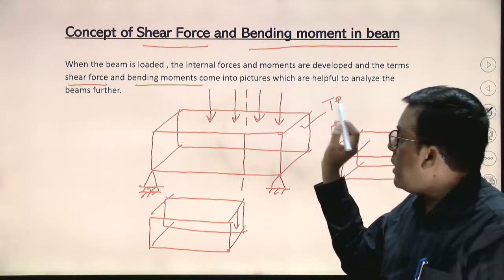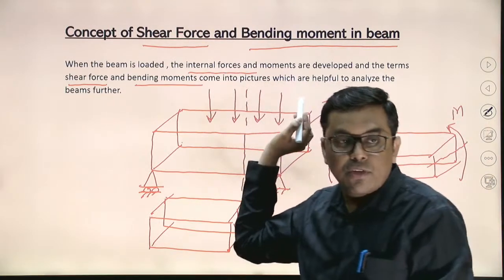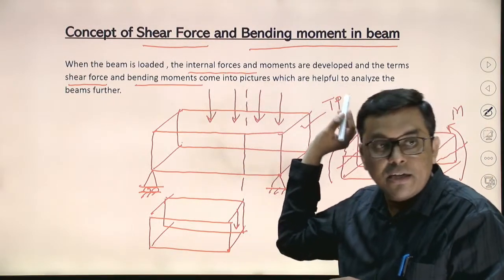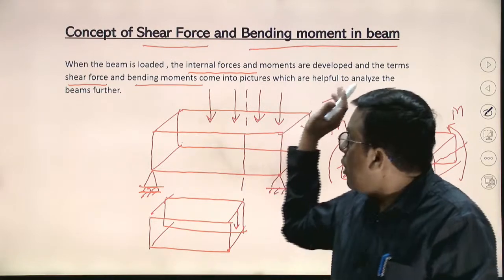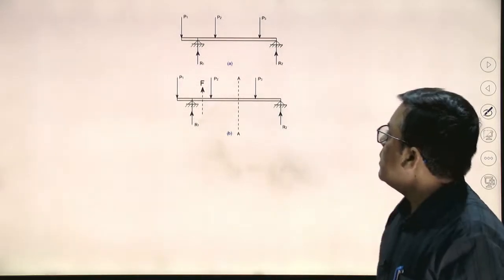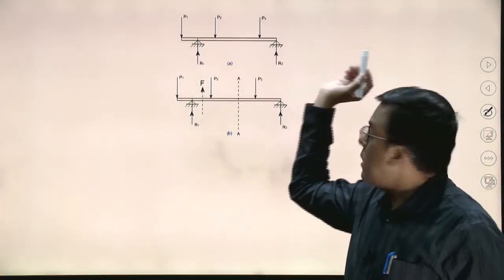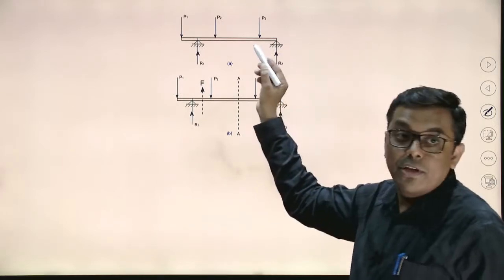It's not the externally applied force, it is the internal resistive forces. Shear force and bending moment are the internal resistance which a material or beam cross section is offering. Okay, here you can see one beam. Now how will we find out the shear force and bending moment?